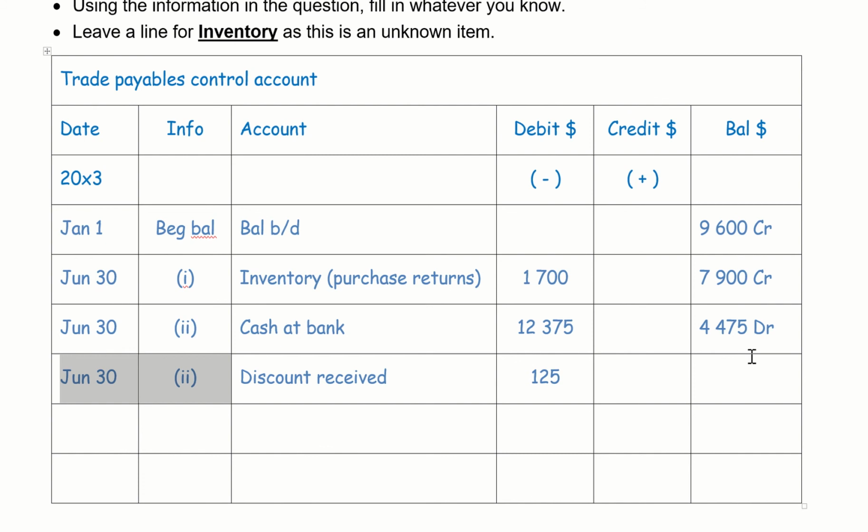Alright, how are we going to calculate our balance? So now your debit is a negative balance. So what this means is negative 4475, and you are going to minus again as well. So minus 125 from 4475. And that will give us negative 4006.